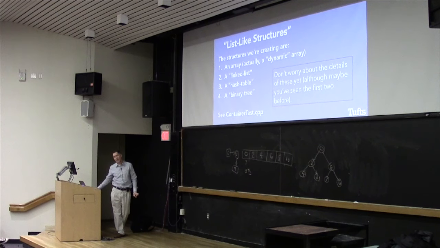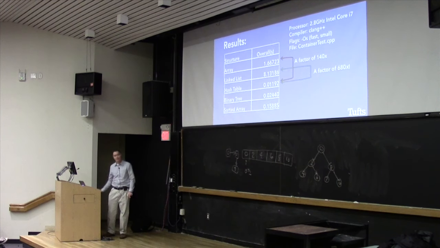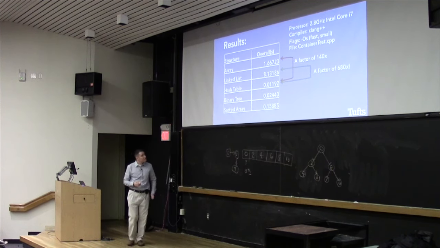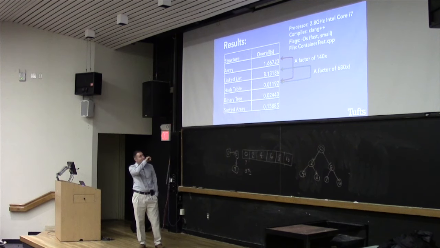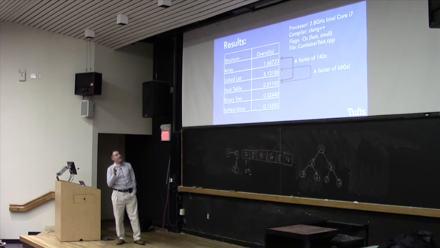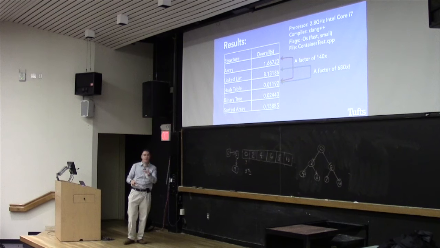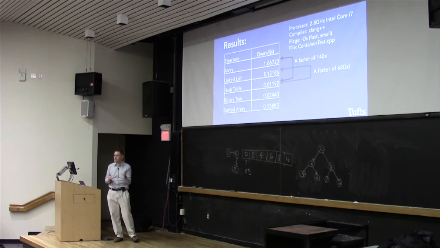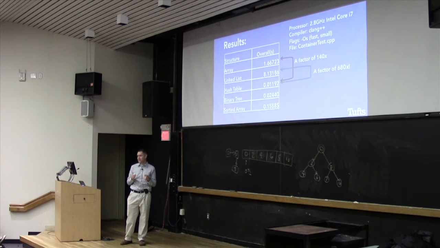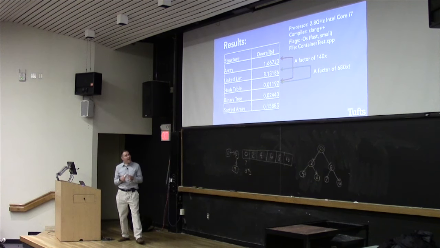Again, don't look at the details. Look at the results. Here are the results when I create these things. I used my Mac, 2.8 gigahertz. I used Clang++, with some flags. For the array, doing the inserts, searches, and deletes took about 1.7 seconds. For the linked list, it took a little over 8 seconds. For the hash table, it took 1/100th of a second to do all of those. For the tree, it took about 2/100ths of a second.